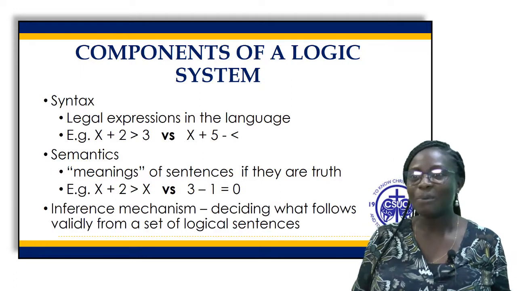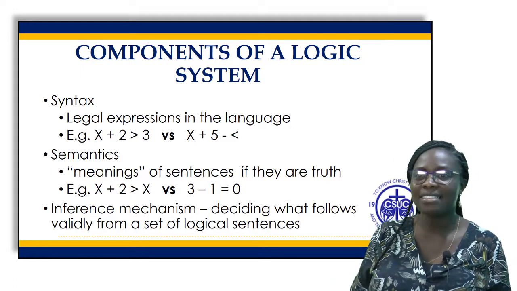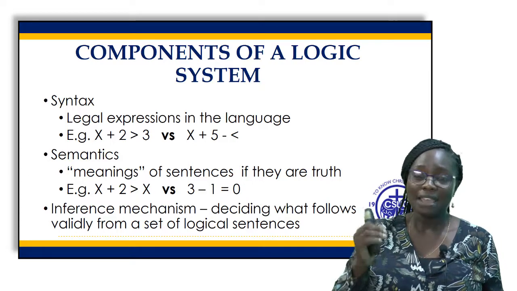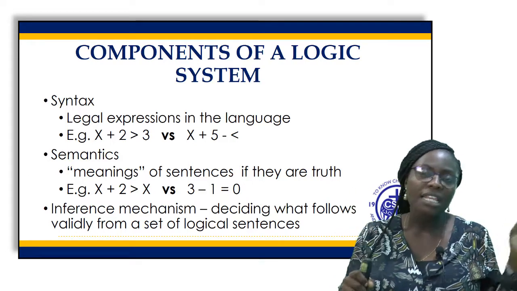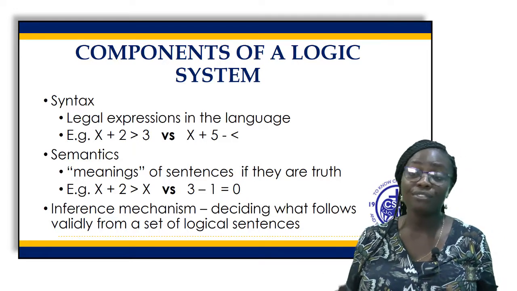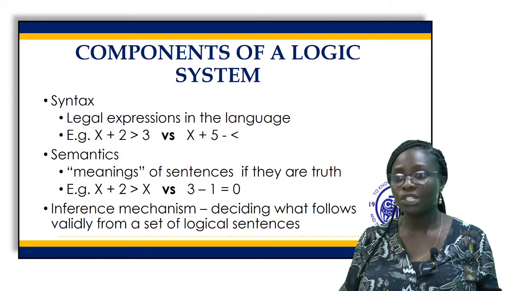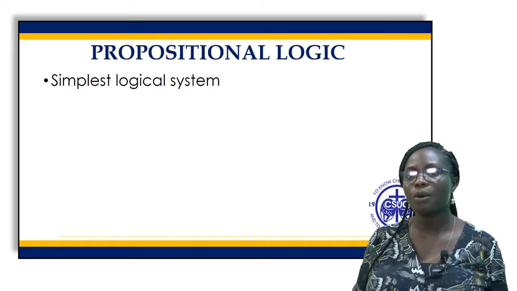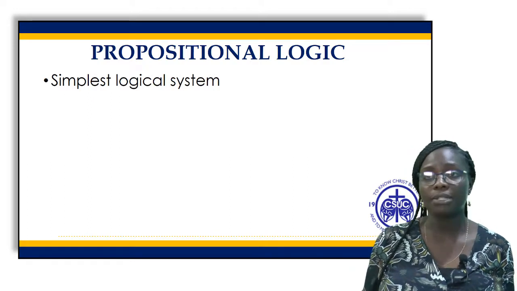And then you have the third thing, the inference mechanism. The inference mechanism is like the reasoning that we recently looked at. So we decide what follows validly from a logical set of sentences. Those are the components of any logic system.